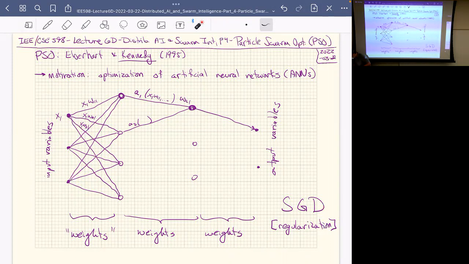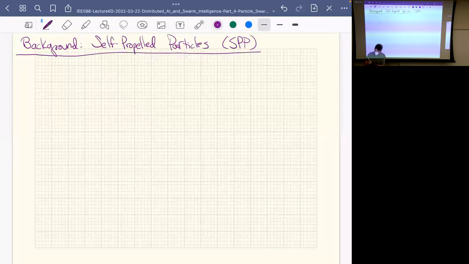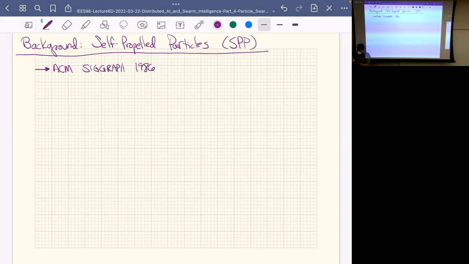And so, around the same time as this is going on, well, actually well before that, but it's still, I think, fresh in everyone's minds, there's another set of work in the computer graphics literature. This is just some background in so-called self-propelled particles, or SPP. It's an ACM SIGGRAPH paper, back about 9 years earlier, in 1986, from a guy named Craig Reynolds.